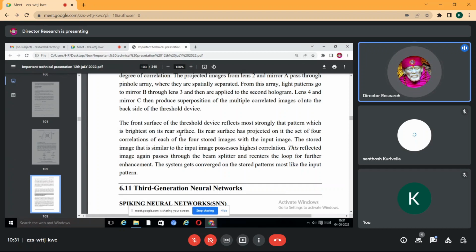This reflected image again passes through the beam splitter and re-enters the loop for further enhancement. The system converges on the stored pattern that most likely matches the input pattern.